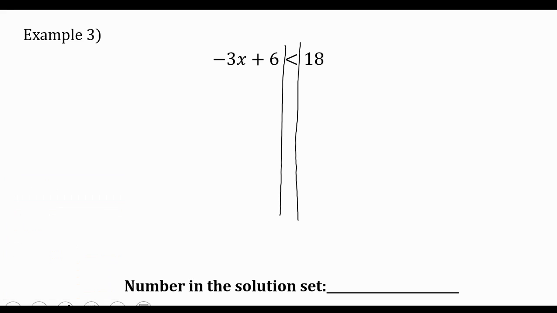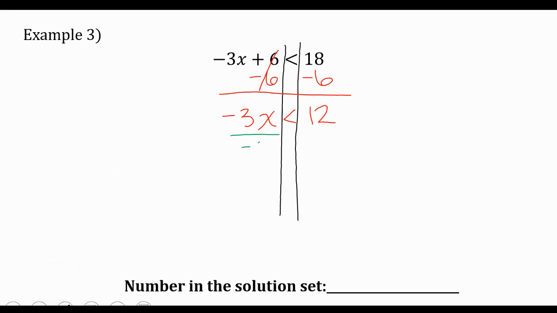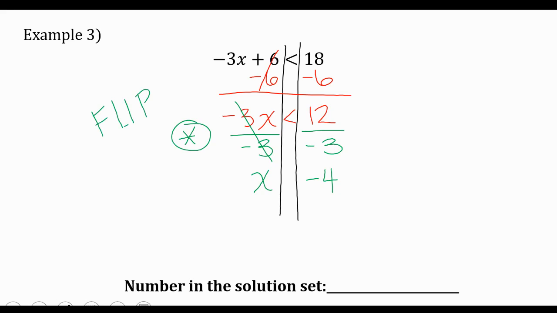First step, let's move that constant. So let's subtract 6 on both sides. That cancels. We get negative 3x is less than 18 minus 6 is 12. Now let's divide that negative 3 on both sides to get that variable isolated all by itself. We're going to cancel those out. We get x. We get negative 4 over here because 12 divided by negative 3 is negative 4. And we did divide by a negative number here, so we're going to flip the sign. So now this becomes a greater than symbol.